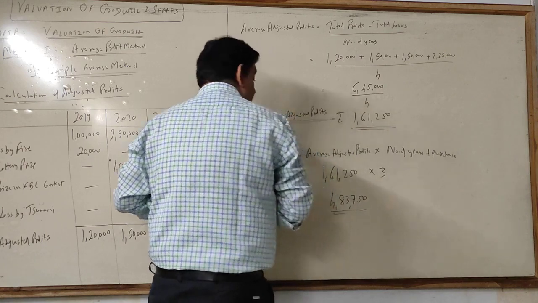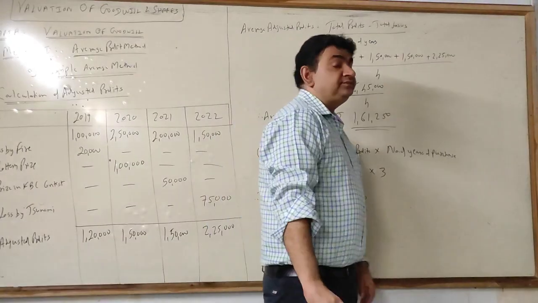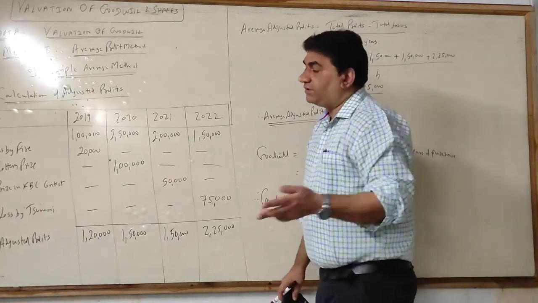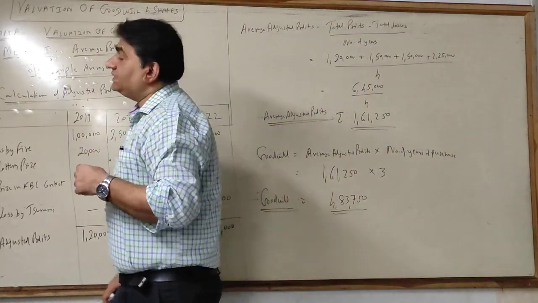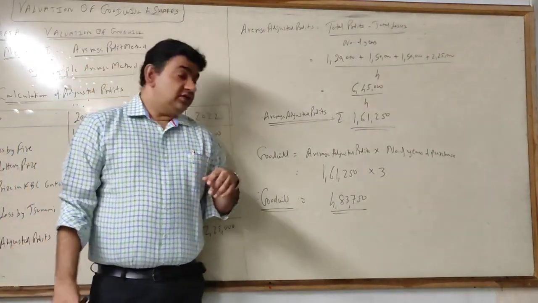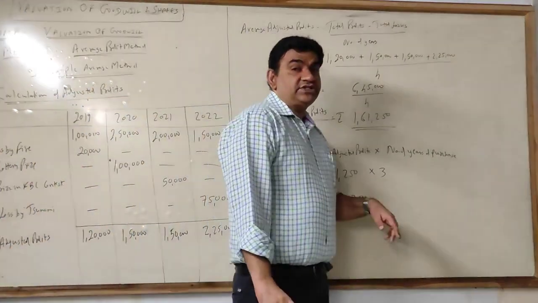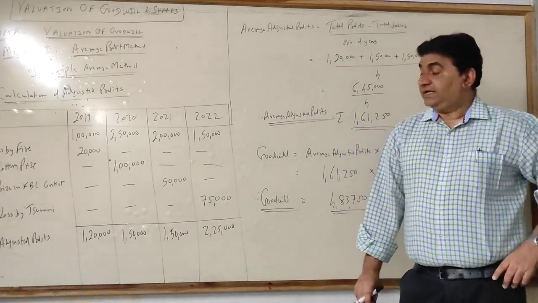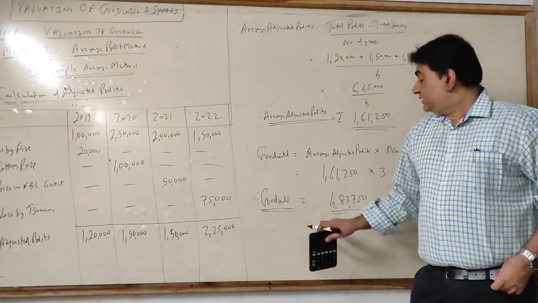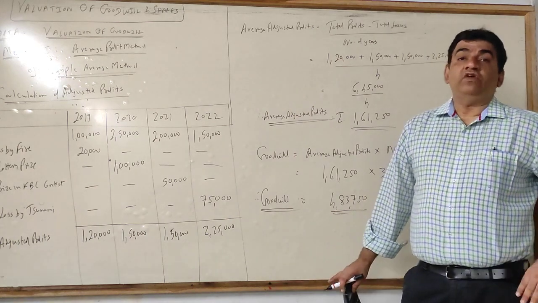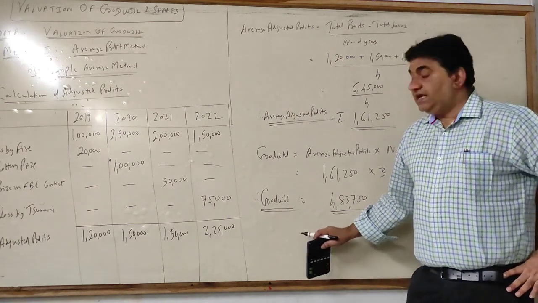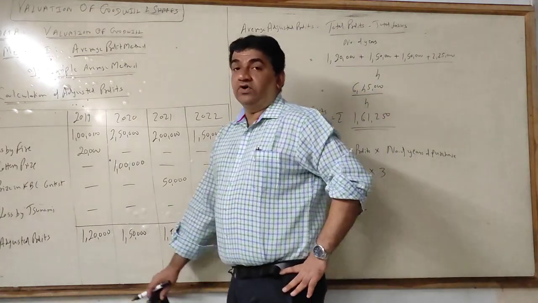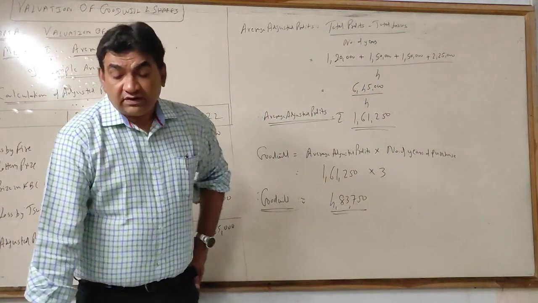That is goodwill. So this person, when he sells his business or when he gives it to somebody else, or for any reason there is a change in the constitution of the business, his valuation for goodwill will be 483,750. If he sells to somebody, in addition to the normal value of assets and liabilities, he will get 483,750 towards goodwill valuation. Got it, guys?